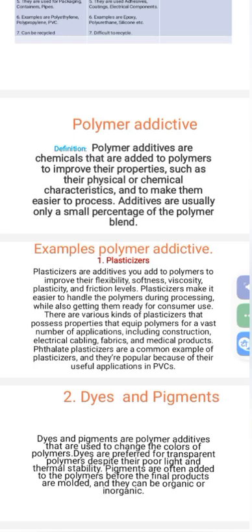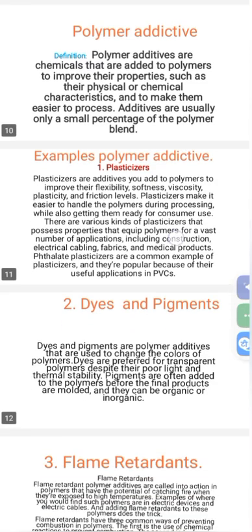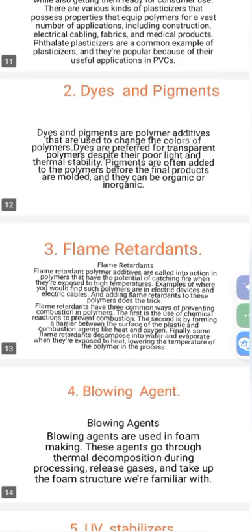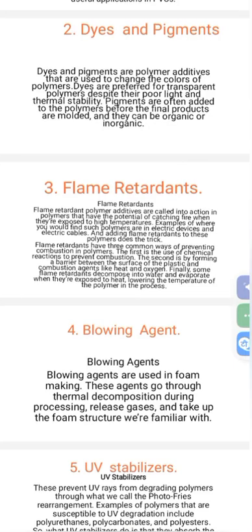So examples of it, number one is plasticizers. Majorly we use this in plastic materials, other thermoplastic materials, because we use it for flexibility, softness, viscosity, plasticity, and the friction level of the materials. The next one is dye and pigment. This one is under color, to give your polymer any color you want. We also have a flame retardant.